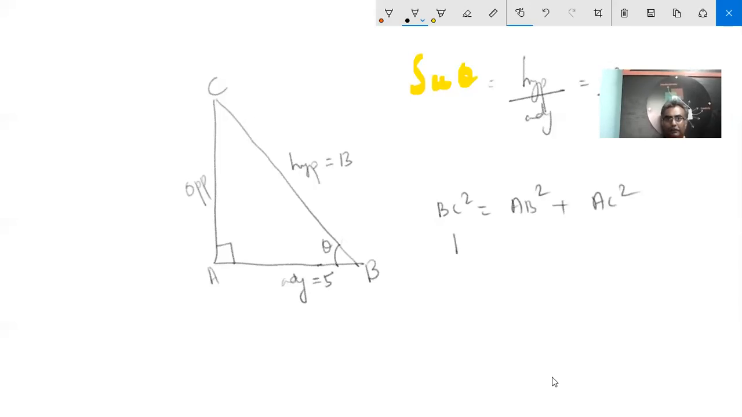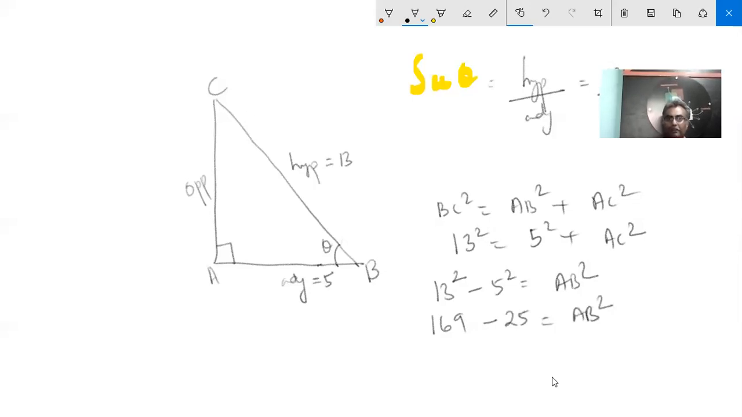Okay. How much is BC? BC is 13. So 13 squared is equal to, how much is AB? AB is 5. 5 squared plus AC squared. So you take this on the other side to get AB squared. How much is 13 into 13? 169. What is 5 squared? 5 square is 25. This is equal to AB squared.